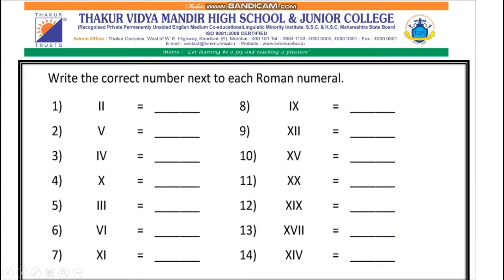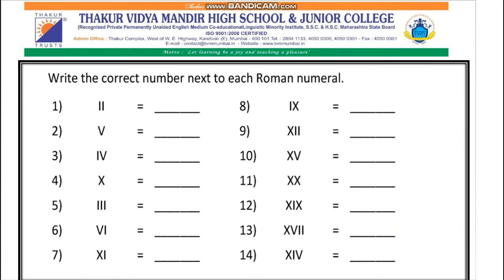Write the correct number next to each Roman numeral. Here are some Roman symbols given to you. You have to write the correct international number for it. Everybody start writing your question first. Number 1 is II, 2 is V, 3 is IV, 4 is X, 5th is III, 6th is VI, 7th one is XI.